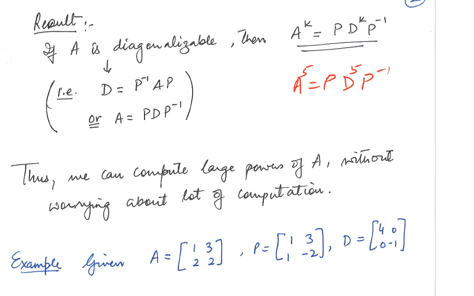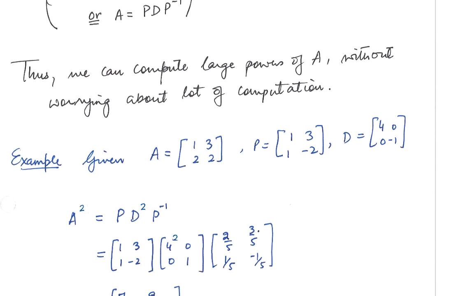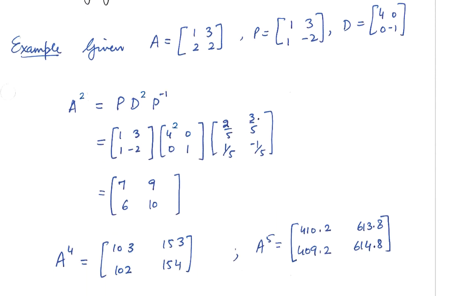So let's take an example. We are given this matrix A, P, and D, the same matrices we just saw earlier. If I want to find A squared, I already know my matrix P. I find its inverse. We all know how to do that. We have done it many times, guys, now. And then D squared is easier: 4 squared, and 1 squared we already know is 1. And when you just multiply, you get this answer.